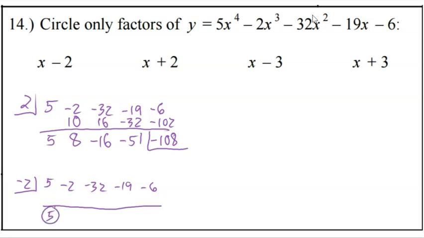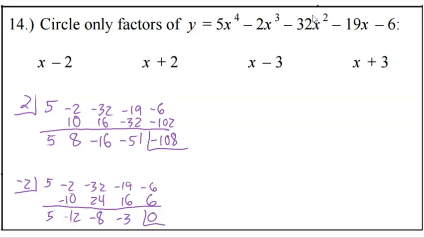So 5 times negative 2 is negative 10. Negative 10 plus negative 2 is negative 12. Negative 12 times negative 2 is positive 24. Positive 24 plus negative 32 is negative 8. Negative 8 times negative 2 is positive 16. Positive 16 plus negative 19 is negative 3. Negative 3 times negative 2 is positive 6. And negative 6 plus positive 6 is 0.